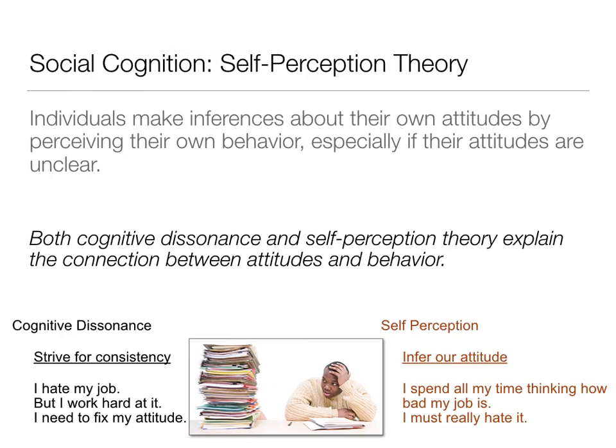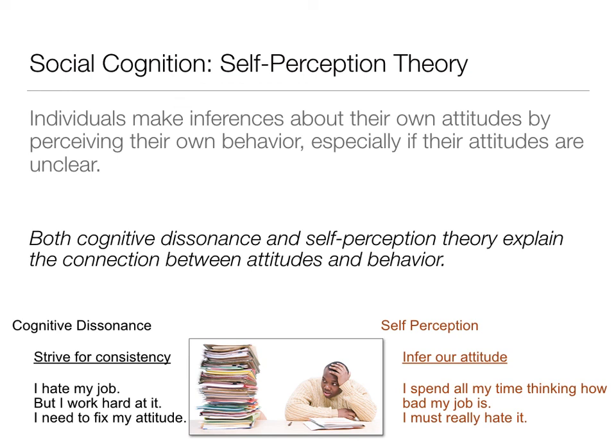The last thing that we're going to talk about is self-perception theory. Self-perception theory is that individuals make inferences about their own attitudes by perceiving their behavior, especially if their attitudes are unclear. So if we're not really sure what our attitude is about something, we may infer that based on our behavior. We might look at how we actually behave and say, okay, this must be what I believe, this must be what I think, this must be my attitude, because this is how I'm acting it out.